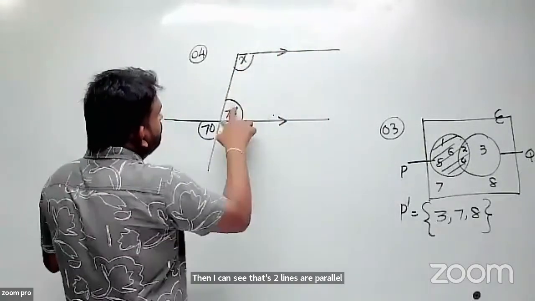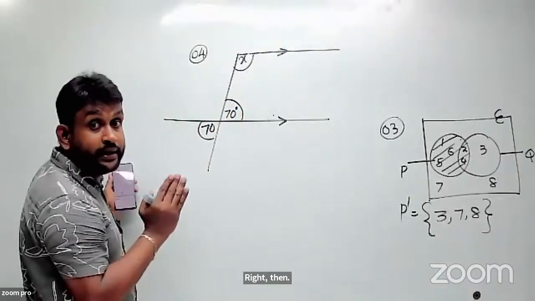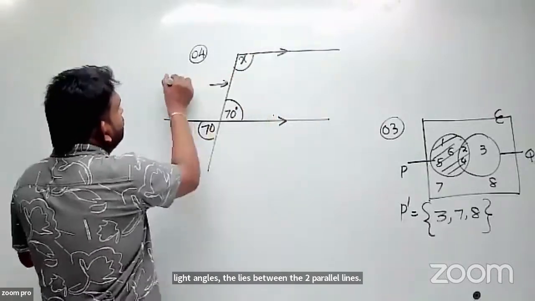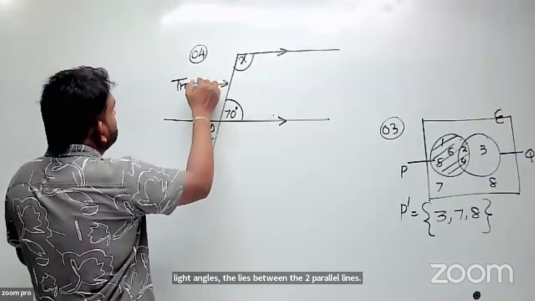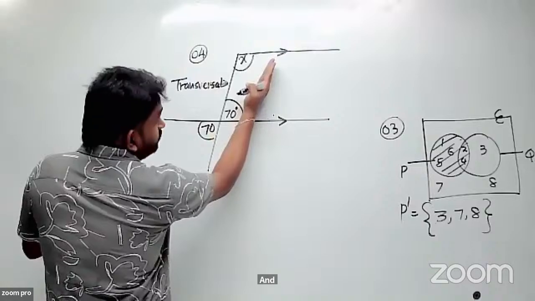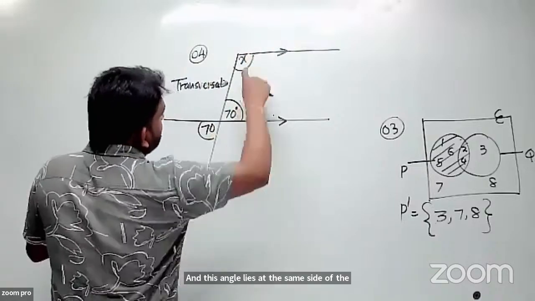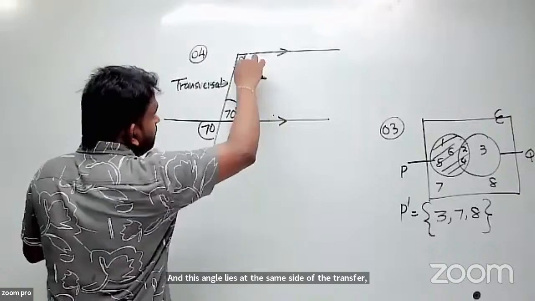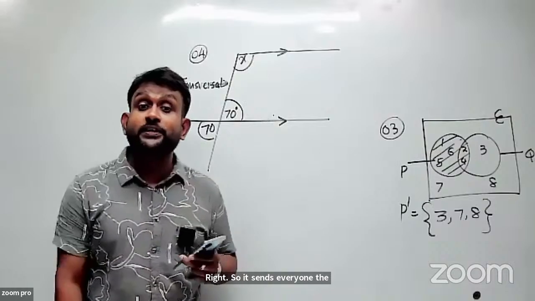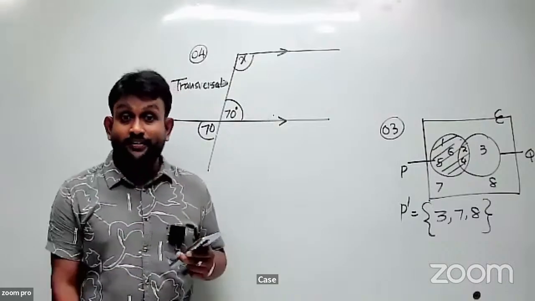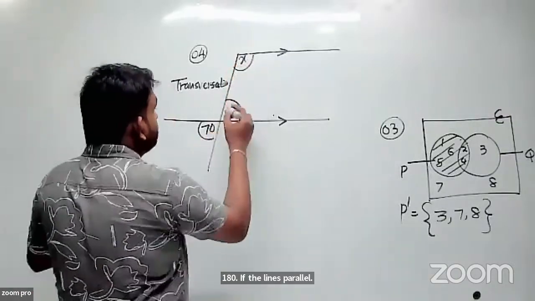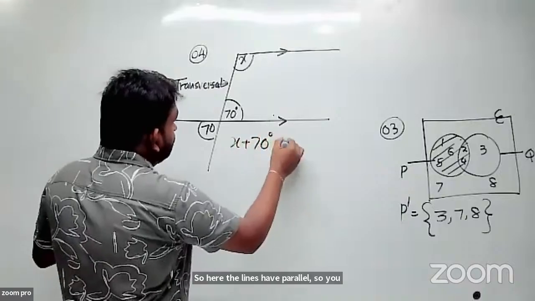Then these are called allied angles. How to identify allied angles? They lie between the two parallel lines, and this is called the transversal. And this angle lies on the same side of the transversal, this side, but between the parallel lines, right? So x and 70 are allied angles. What is the case here? The sum of allied angles adds up to 180 if the lines are parallel. Remember that. So here the lines are parallel, so you can write x plus 70 equals 180.